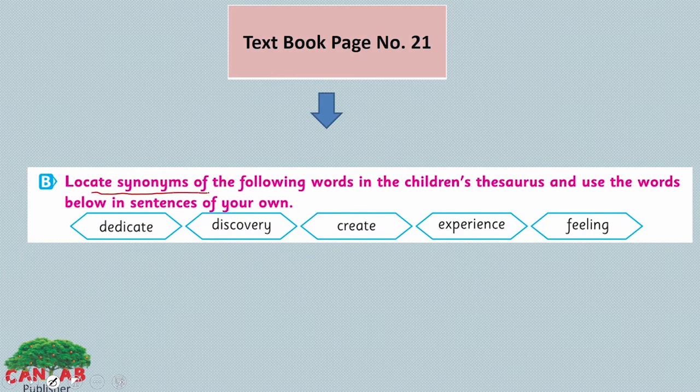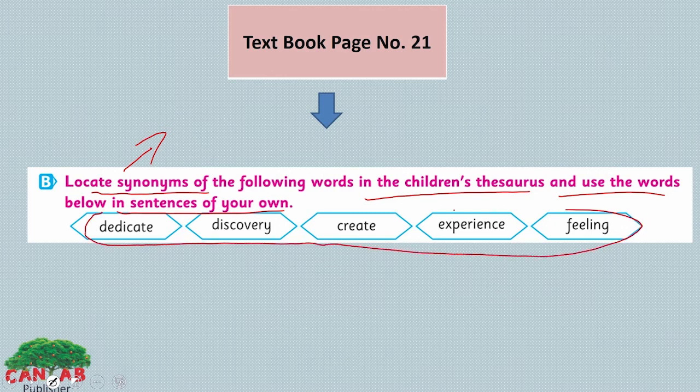Now look at here. Locate synonyms of the following words in the children's thesaurus and use the words below in sentences of your own. We have discussed synonyms. What are synonyms? Synonyms are words which have nearly the same meaning. Thesaurus means dictionary here. So you have to find the words that have the same meaning as these words and write them in your notebook. You also have to use these words in your own meaningful sentences.